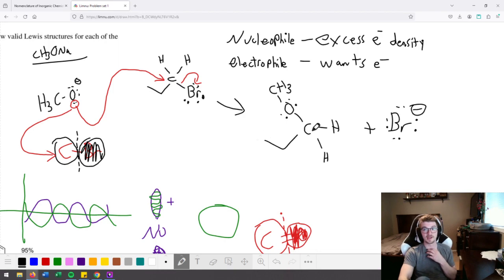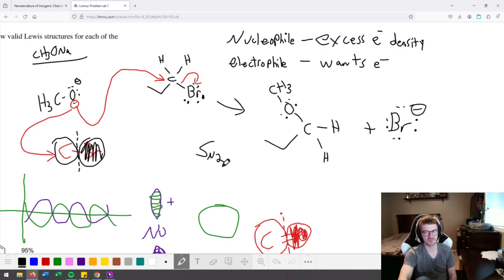And so, without getting too technical about the reasons that that's favorable, it goes from a more focused charge to a less focused charge, and that's a favorable thing. So this is then a reaction that works, and this is called an SN2 reaction.